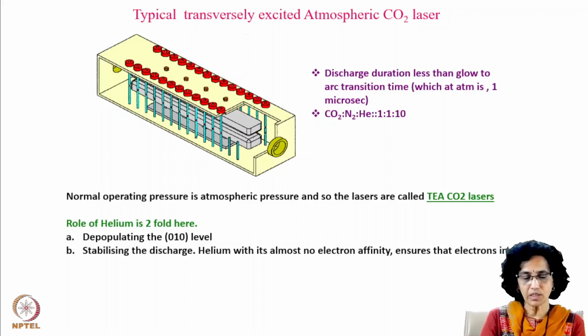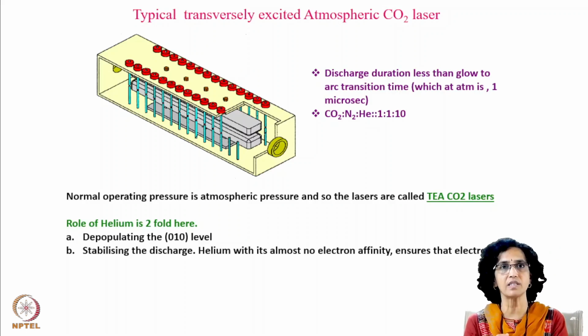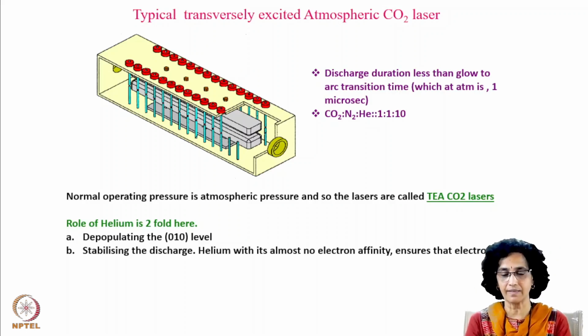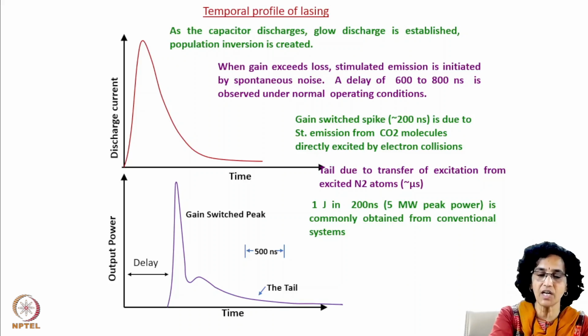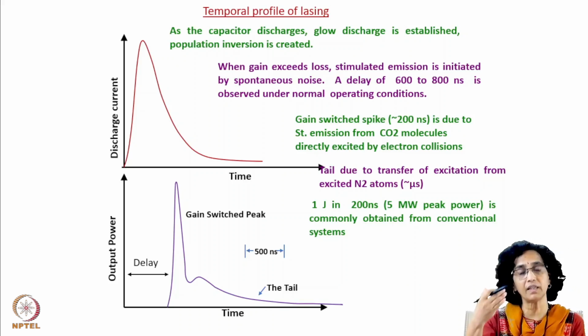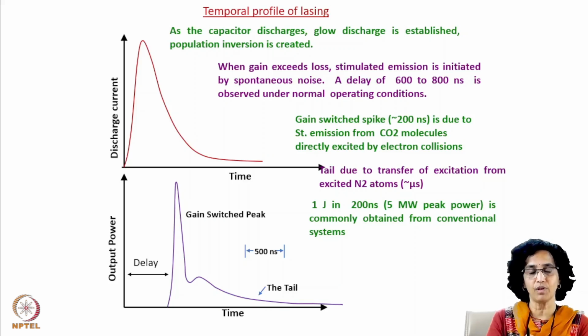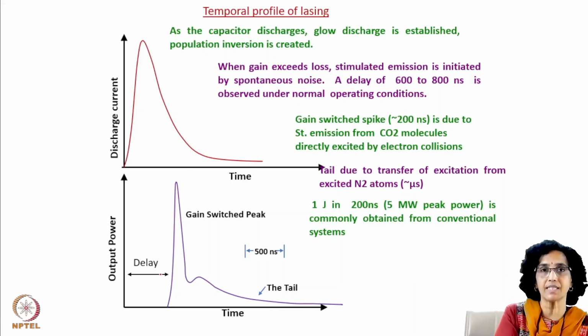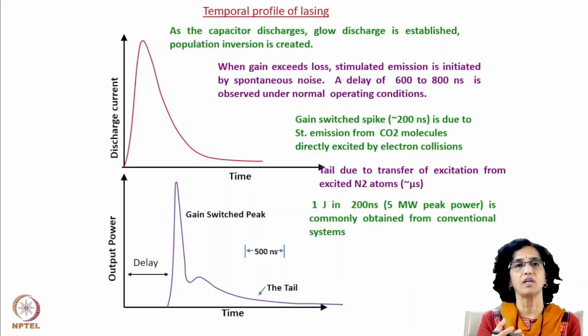And we also saw the role of helium, that it has a twofold role. One is, of course, depopulating the 010 level, but it also stabilizes the discharge. We also saw the discharge current, that the peak current can be in kiloamperes, and the corresponding laser output. The laser output gets delayed with respect to the current pulse, and this delay could be a few hundreds of nanoseconds.